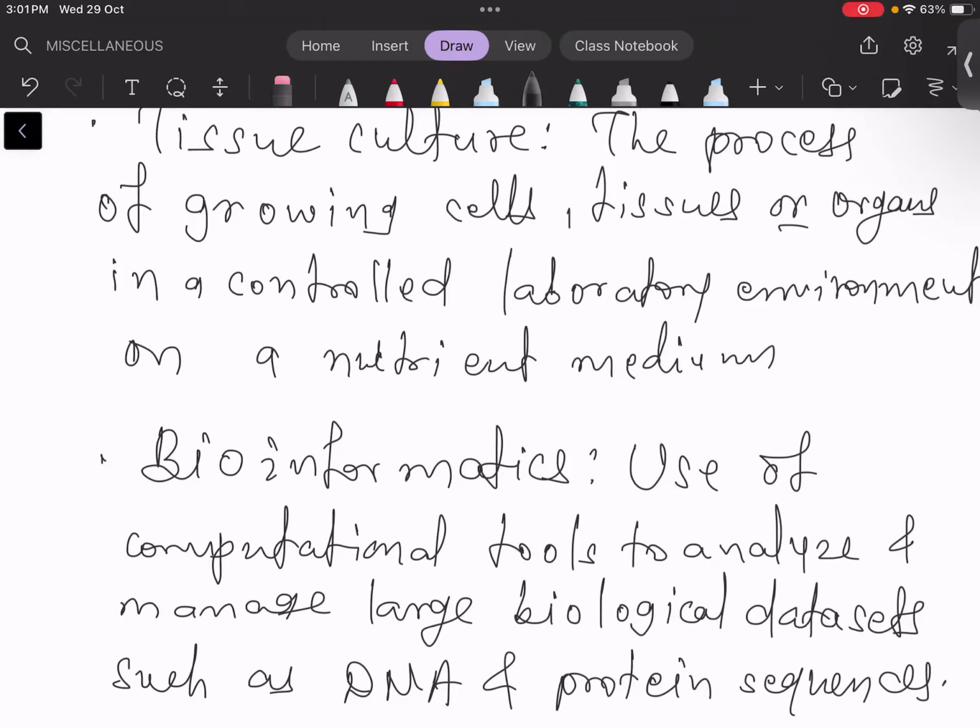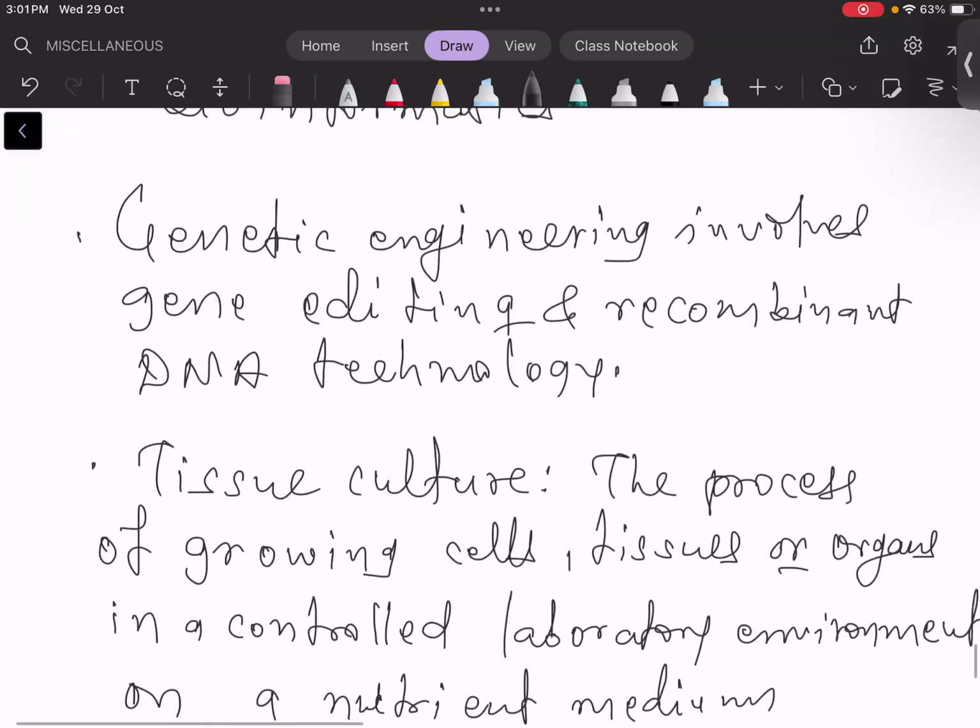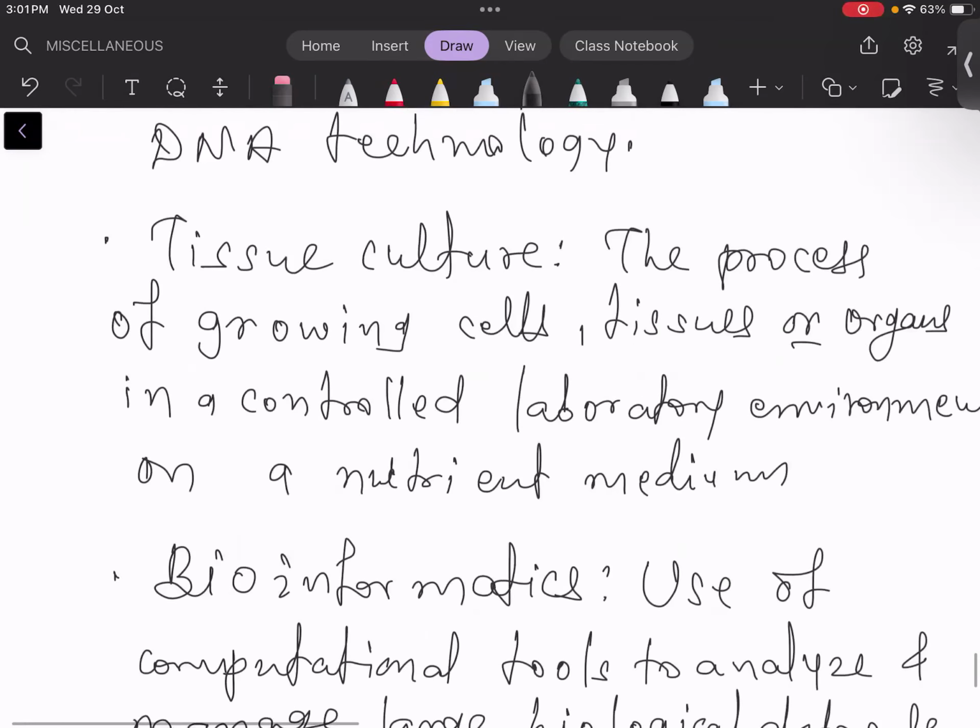Any doubt? So, what are the three important techniques in biotechnology? First, genetic engineering, recombinant DNA and gene editing. Second, plant tissue culture. And third, bioinformatics, nothing but transgenic, genetically modified organism. Genetically modified organism, right?